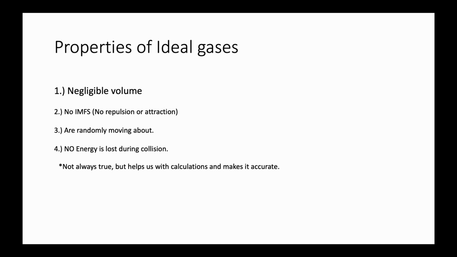So what that means is that they don't repel or attract one another. And they're also randomly moving about, as mentioned earlier. And when they collide, there is no energy loss between them. Now, these aren't always true since we're in the real world. This is only in the perfect world, but because we're in the real world, these aren't always true. But they do help with the calculations and make everything more accurate and easier for us to do.